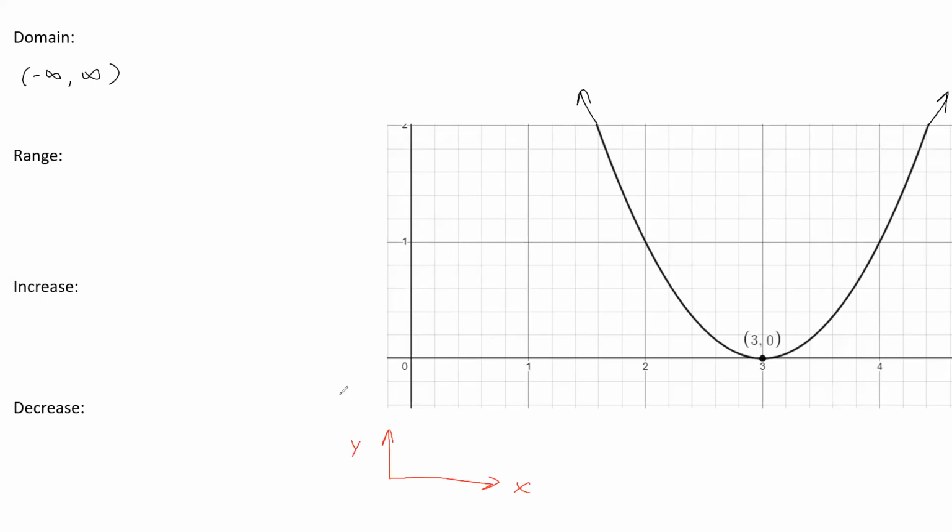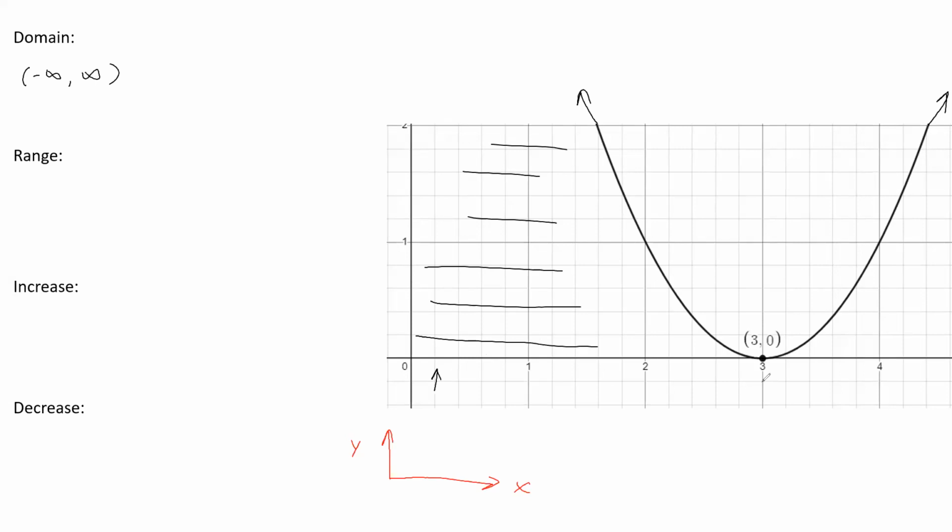Now for range, we're looking at the y values. And this is a different story because while we can see that our equation exists at all y values from here up, below this line right here at 0, it doesn't exist at all. So what we're going to have to do is represent that in how we write our range. So the way we're going to do that is we're going to put a bracket.